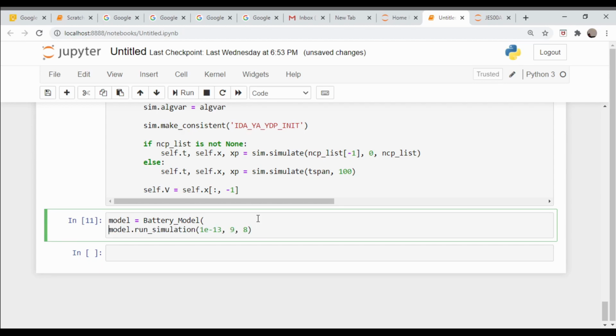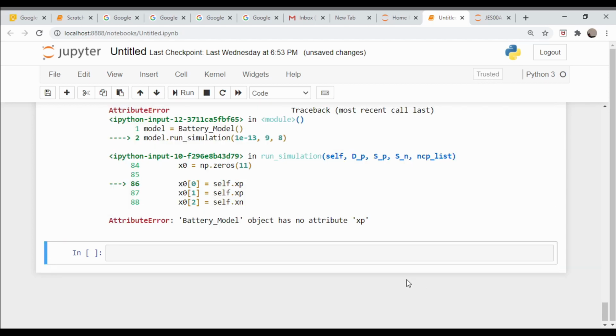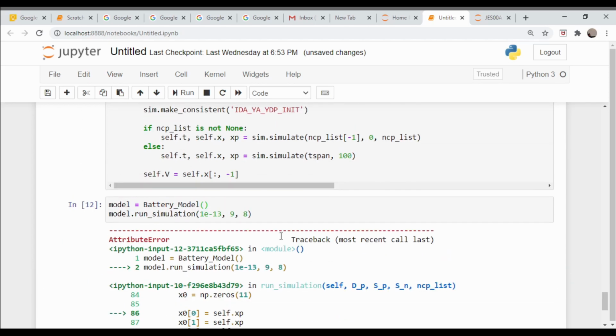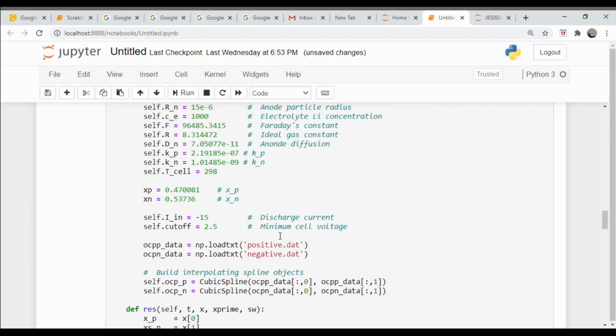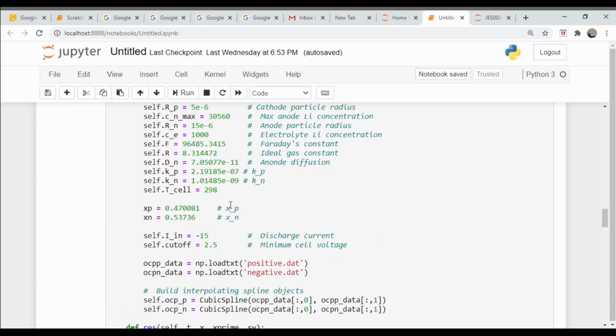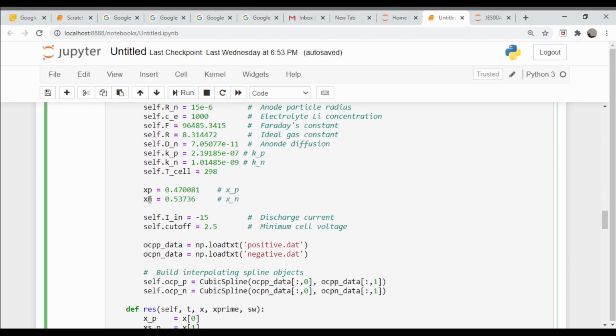What did I do here? I must have deleted the... no attribute xp. Here it is. self.xp, self.xn. Why are my indentations all weird here? That looks okay.